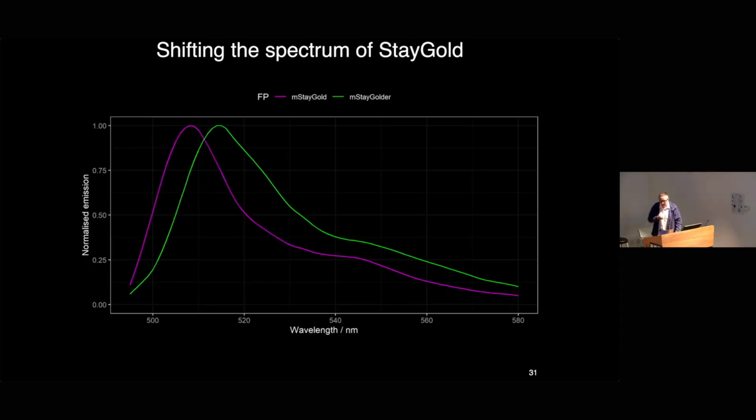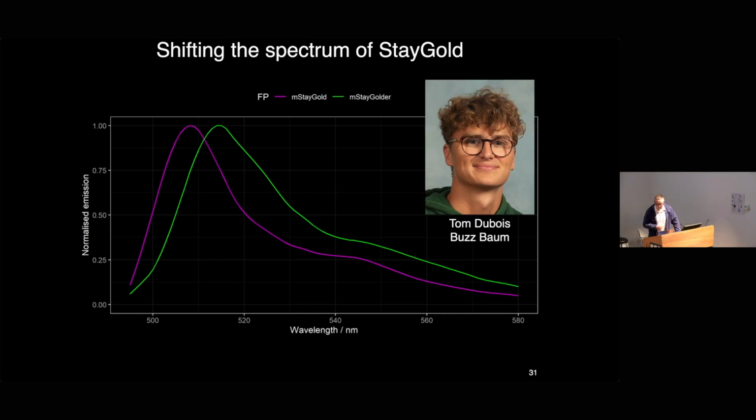We've had some limited success with this, so we've made StayGold into StayGolder, because it's slightly more yellow than before. And this is still further stable. We need to do a few more tricks to improve the folding. But fortunately, this week, Tom has joined us as a PhD student working with Buzz Baum to make fluorescent proteins great again. And so hopefully in a couple of years' time, he'll be able to tell you how that's gone.